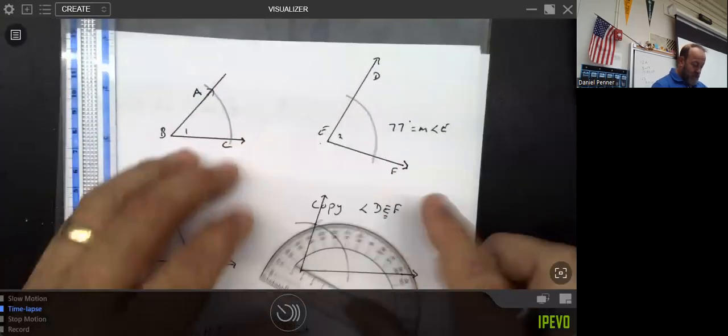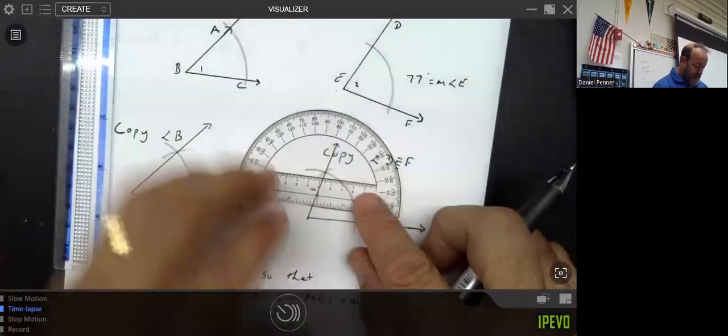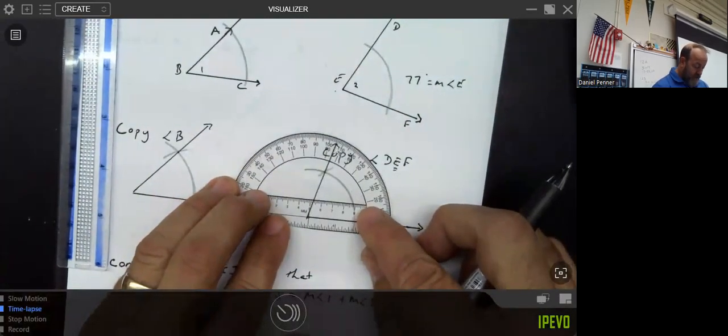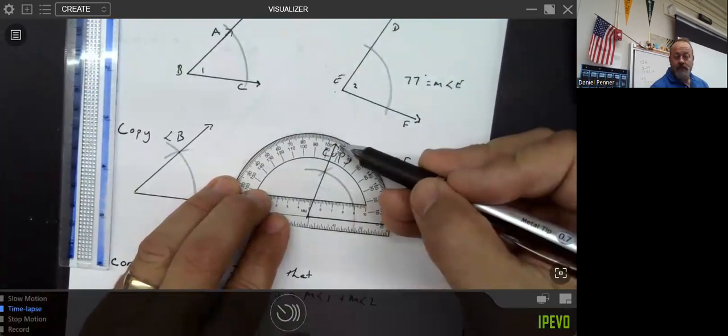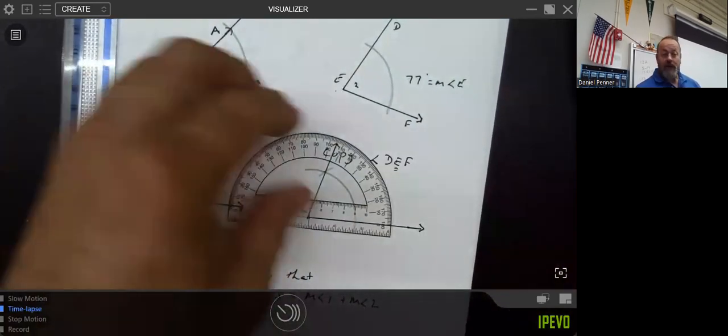And this one, therefore, should also be 77. And if you follow this along, it actually was successful. I did get a 77-degree angle.